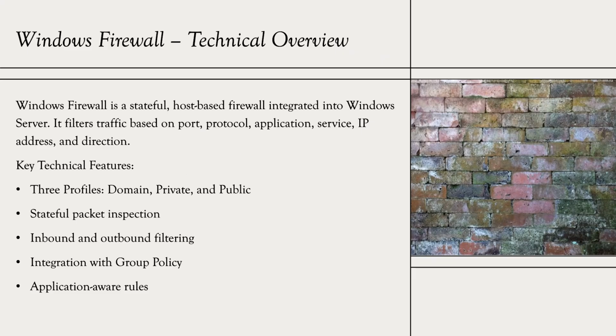Windows Firewall technical overview. Windows Defender Firewall is a stateful, host-based firewall integrated directly into Windows Server. It filters traffic based on ports, protocols, applications, IP addresses, and direction. The firewall supports three profiles: domain, private, and public, which allows different security rules depending on the network environment. Because it integrates with group policy, firewall rules can be managed centrally, making it ideal for enterprise and domain-based environments.